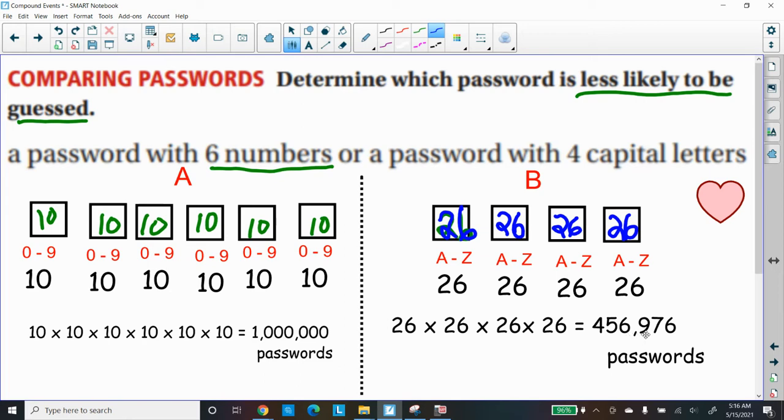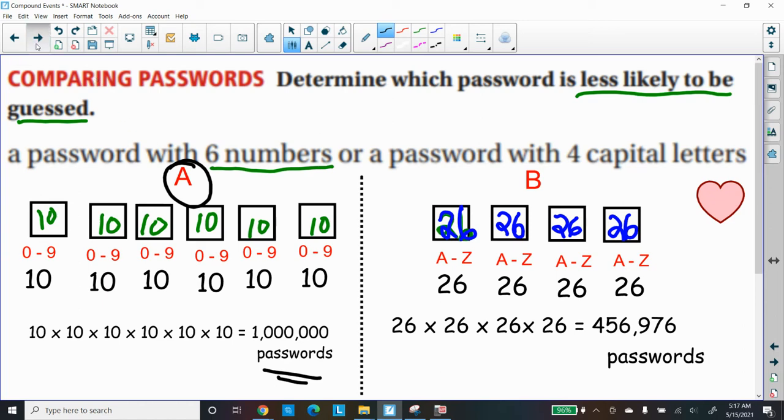400,056 and 976 passwords. So which one is greater? 1 million passwords or 456 passwords? Dr. Rob, I'm going to go with choice A because 1 million passwords is much bigger than 456. That's not even 500,000. So he has more chance of getting his password least likely guess if he uses all those 6 numbers of 10 digit combinations.